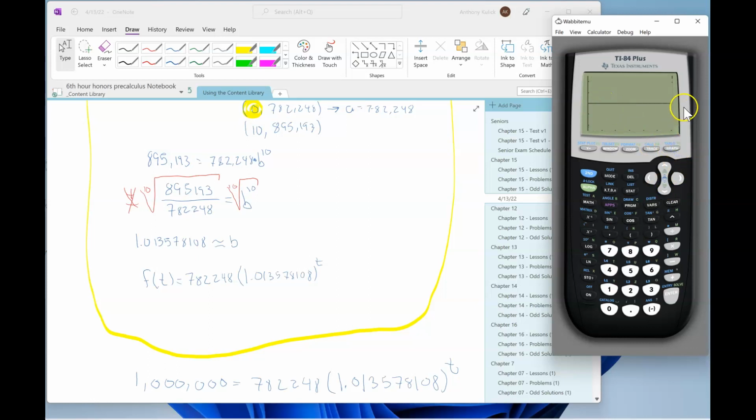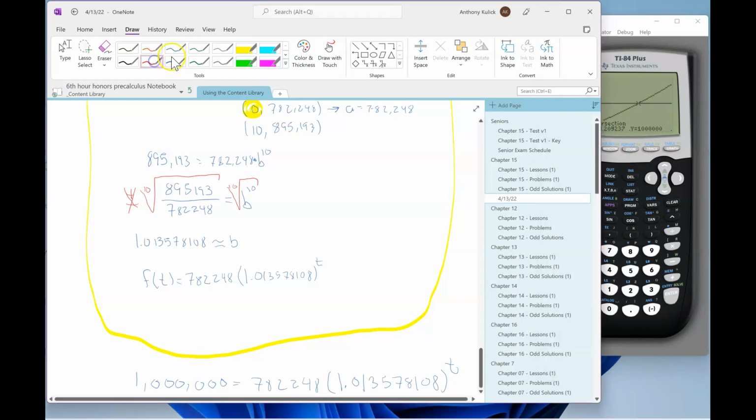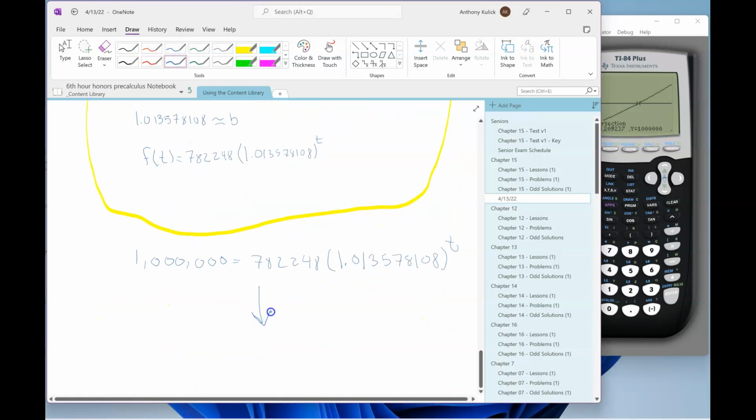Here's my line at 1 million. Here's my population curve. I'm interested in that intersection right there. How do I find an intersection on a graph? Second trace. We'll open up the calculate menu and I want command intersect, which is command 5. Since there's only 2 curves that I'm graphing and there's only 1 intersection, I can just ignore the questions and press enter 3 times, which gives me about 18.2 for T.